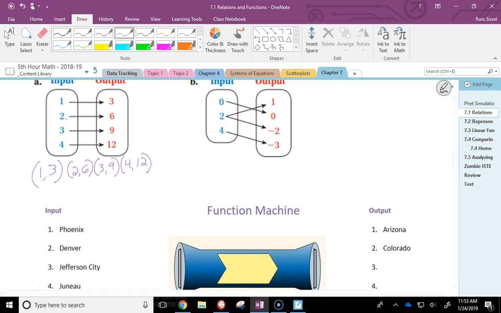Question on this one. Could my input go to more than one output on this one? No, it only went from one input to one output. But what about B? Let's look at B.